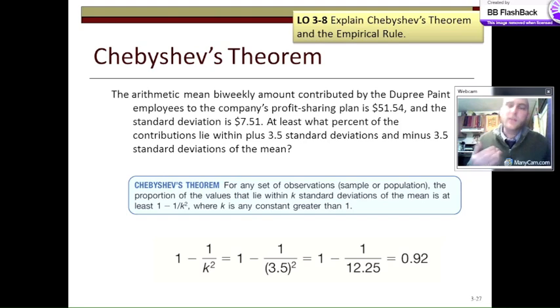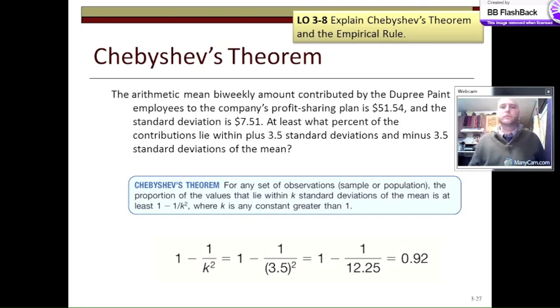Also, Chebyshev's theorem says it's at least. For a normal distribution, the empirical rule, we said it is 68, it is 95, it is 99.7. Here, we're talking about at least. So we complete this problem as given in this example. So $51.54, we want to go 3.5 standard deviations above and below. Well, $51.54, 3.5 standard deviations, what is that?